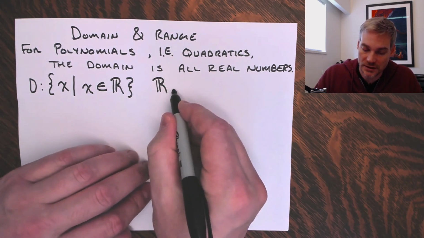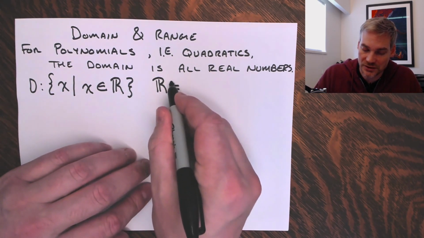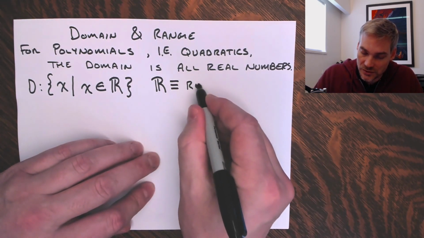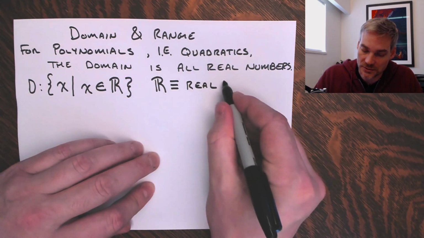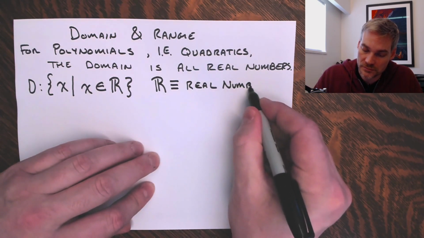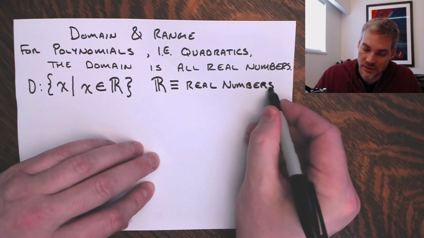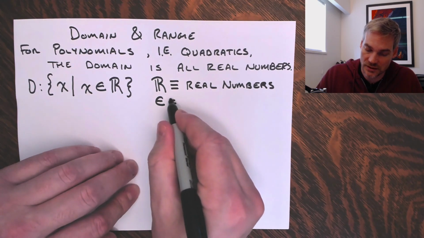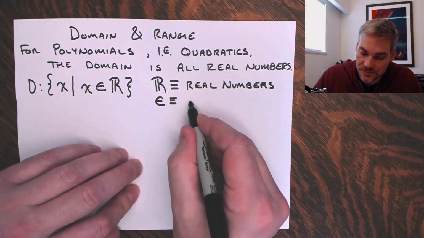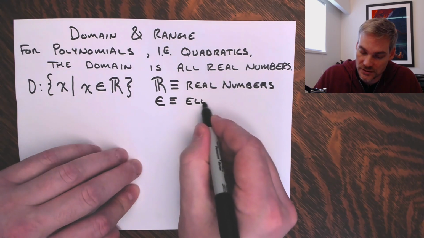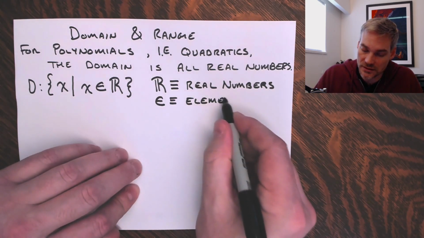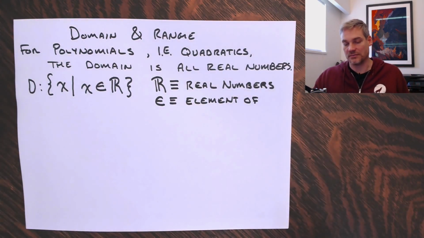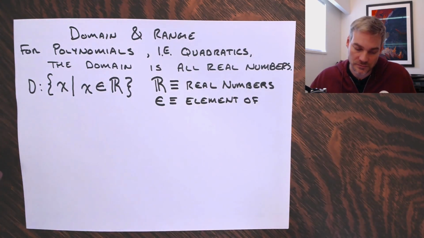So we'll just put this here, because this is defined, and we use three lines to write a definition sometimes. So this means real numbers. And the other one was epsilon, and that's defined as an element. An element of something. So it's a piece of something.